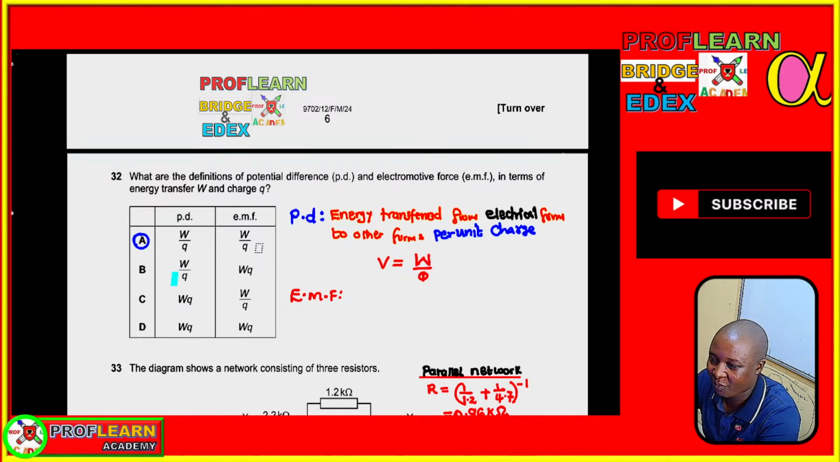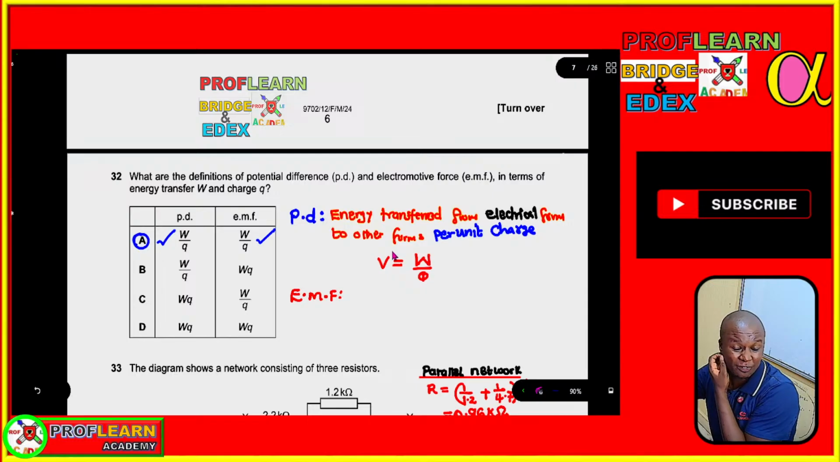What's the definition of potential difference and EMF? Potential difference and EMF are both energy transferred per unit charge. For potential difference, it is energy transferred from electrical to other forms per unit charge. For EMF, it is energy transferred from chemical to other forms, right? Yes.